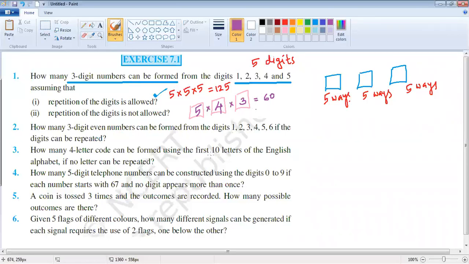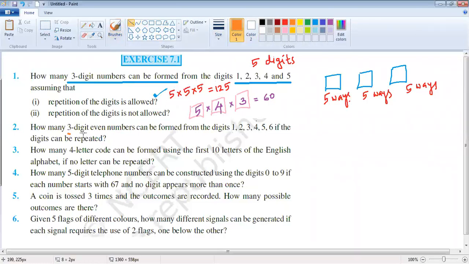So you can see that there are 125 three-digit numbers which can be formed using the digits 1, 2, 3, 4, and 5, assuming that repetition is allowed. If the repetition is not allowed, we can form 60 three-digit numbers. Now, look at the next question.